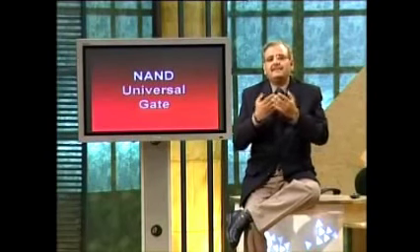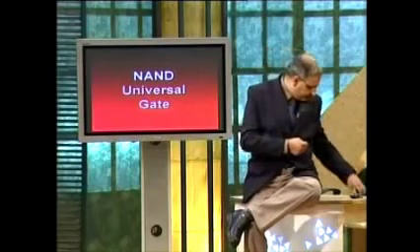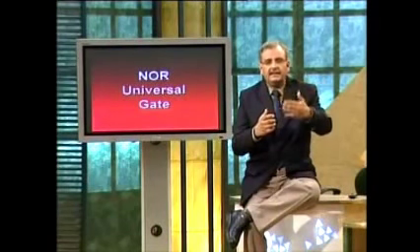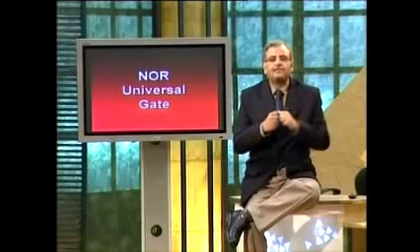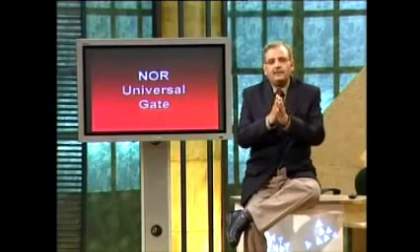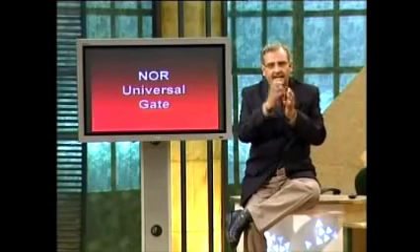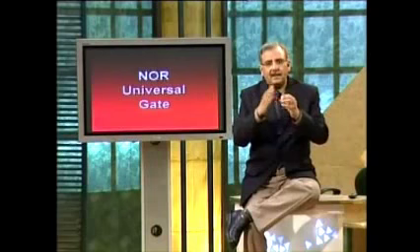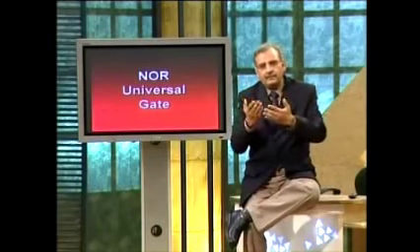Let us now look at the NOR universal gate. The NOR universal gate again can be used to implement an OR gate, an AND gate, an inverter and a NAND gate. So before we describe how we can implement all these circuits, let's have a look at the NOR gate. NOR gate basically combines the OR gate and a NOT gate. So that means if the output of the OR gate is inverted, what do you get? You get a NOR function.